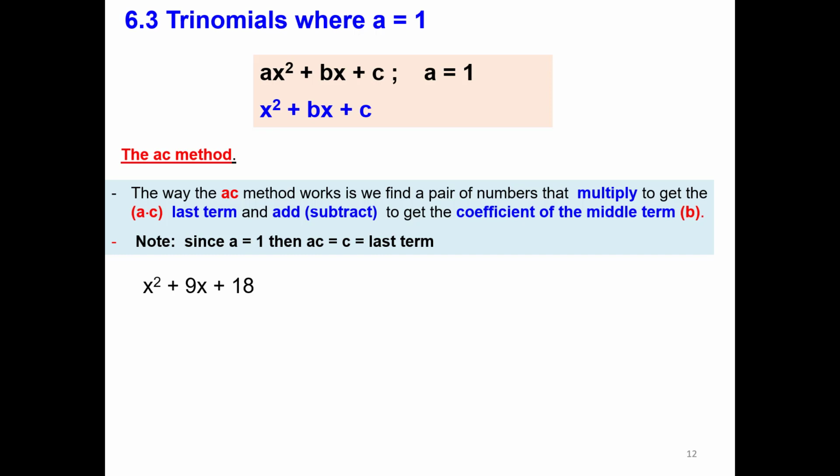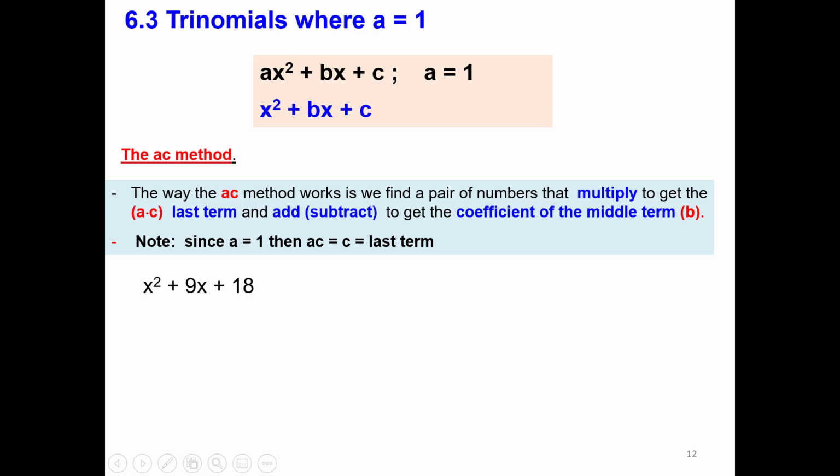The way the AC method works is we need to find two numbers that, if we multiply them, equal a times c. When we say a times c, it is the number along with x squared times the c. C is the last term, which is 18. But remember, in this case, a equals 1. Then what we really want is two numbers that, if we multiply them, equal c, meaning equal 18.